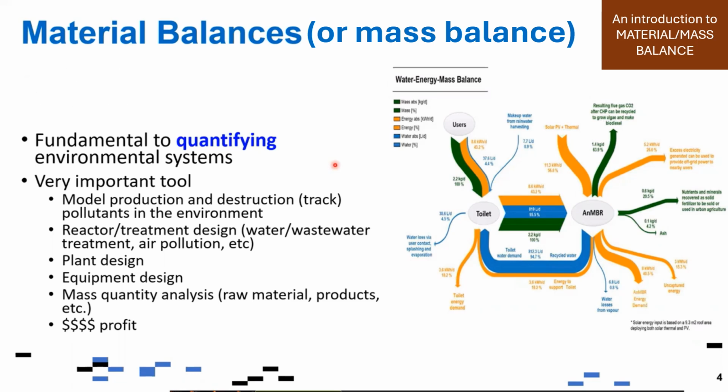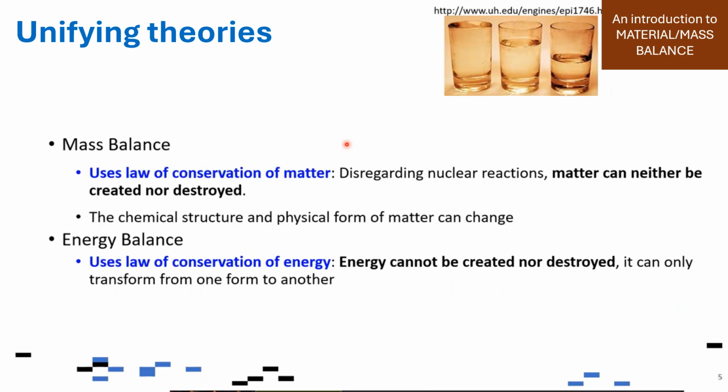Right, so there are two theories that we need to know. The first one is on mass balance. This is the law of the conservation of matter: matter can neither be destroyed nor created. Energy is also subject to the law of conservation of energy. It cannot be created nor destroyed. It can only transform from one form to another. And we'll be discussing this energy balance next week as well. For today, we're talking about the law of the conservation of matter.